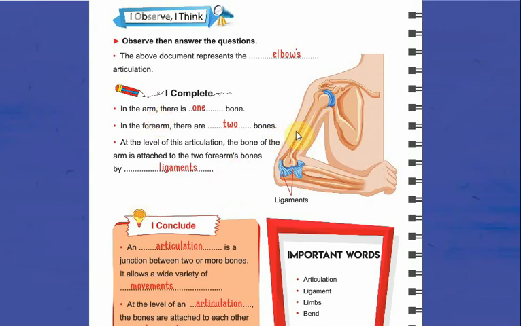In the arm, there is only one bone, as you see in this figure. However, in the forearm, we have two bones. At the level of this articulation, we can say that the bone of the arm is attached to the two forearm bones by ligaments. Okay? فإذا عند المفصل هودي البونز بيتصلوا ببعضهم. They are connected to each other by ligaments.